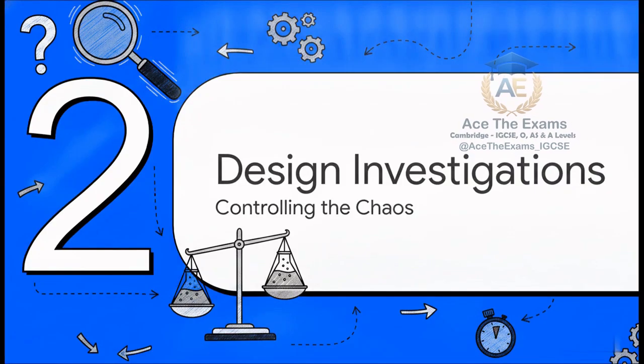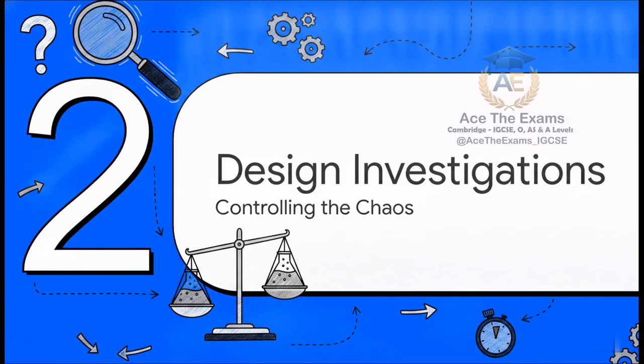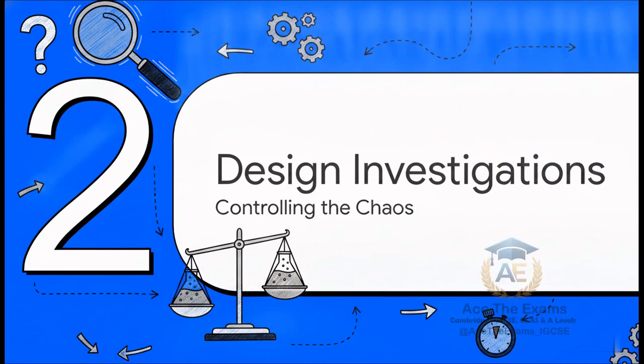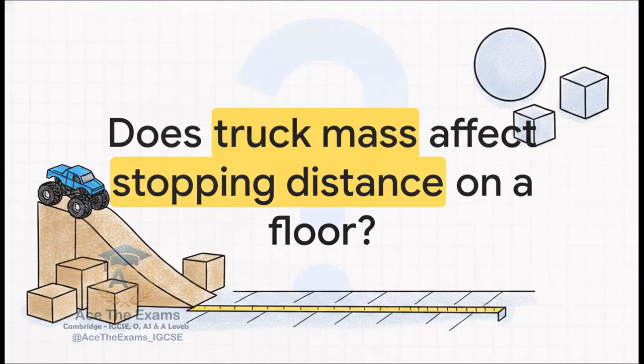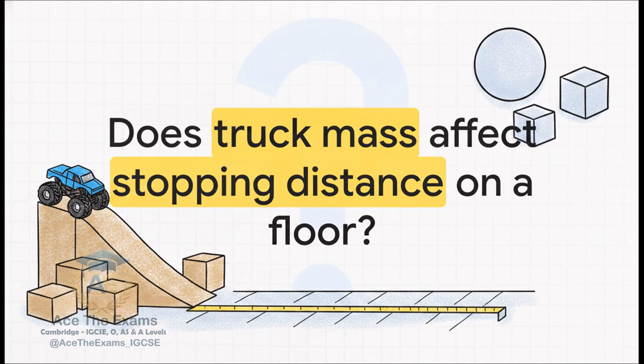Moving right along to Section 2, designing investigations. This is all about controlling the chaos. All right, it's time for an interactive challenge. Imagine you're handed a ramp, a toy truck, some wooden blocks, and a selection of heavy metal masses. Your objective is simple. Does the toy truck's mass actually affect its stopping distance on a horizontal floor?